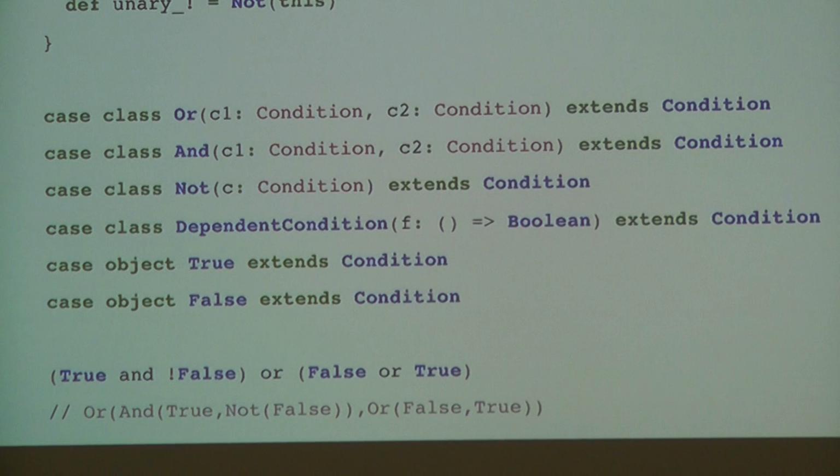The only one that's really different, and probably surprising, is this dependent condition, which is something that's a function that returns a Boolean. And these will always be in the leaf node position.